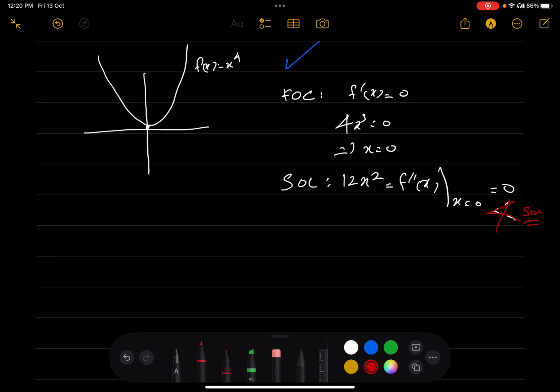Now we will state these conditions more systematically in the coming lecture, and we'll state this as first order necessary conditions, second order necessary conditions, and second order sufficient conditions, which we'll see in the next lecture.